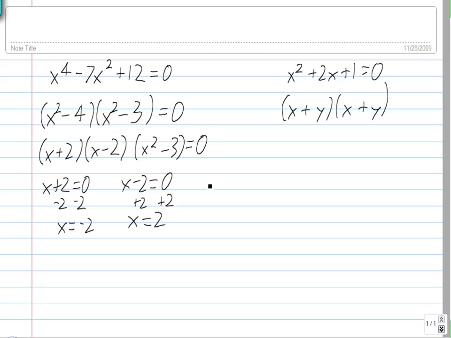And then x squared minus 3 equals 0. Add 3 to both sides, so you're left with x squared equals 3. Take the square root of both sides, and you're left with x equals plus or minus the square root of 3. So the answer to 25 is B, plus or minus 2, and plus or minus the square root of 3.